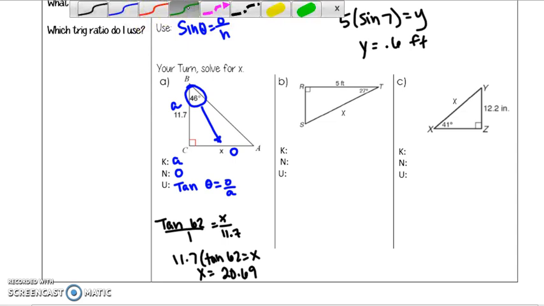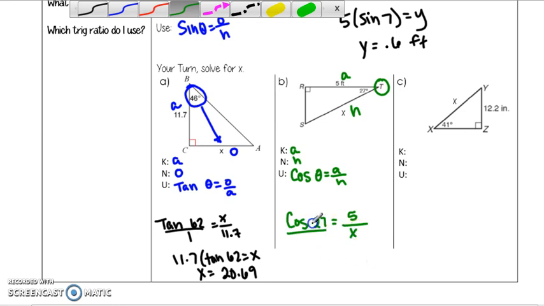Okay, so go ahead and try B and C if you're feeling ready. Otherwise, you can kind of follow along at least for this next one. Circle the angle, label the two pieces here, adjacent and hypotenuse. You need your hypotenuse, which means you're going to use CAH, or cosine theta equals A over H. So cosine 27 equals adjacent 5 over hypotenuse x.